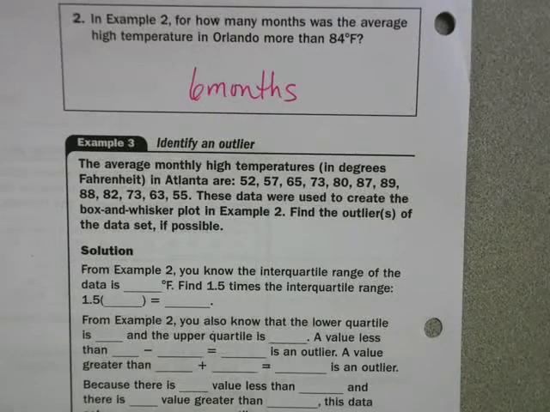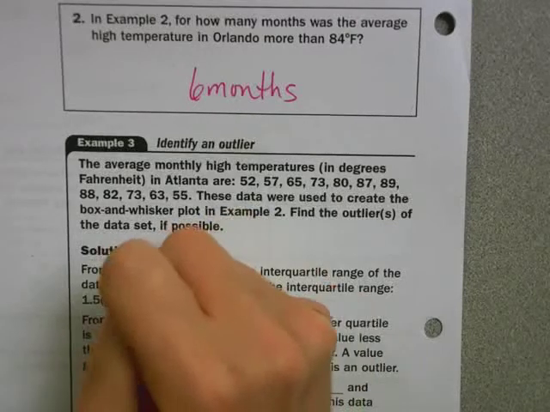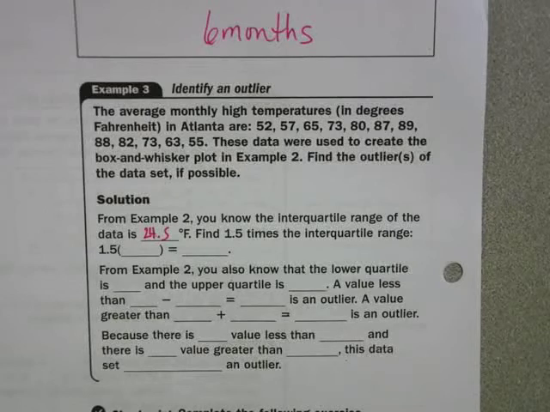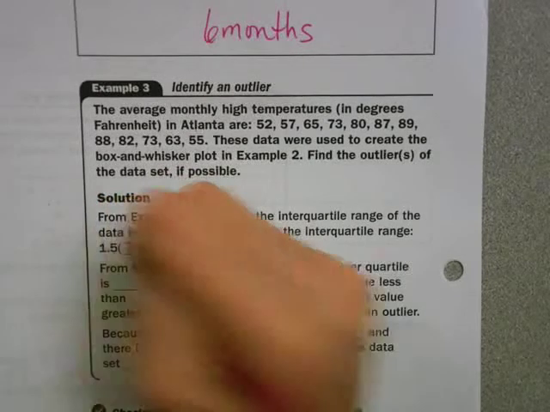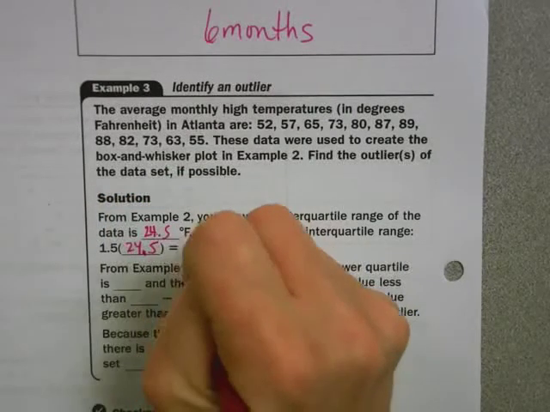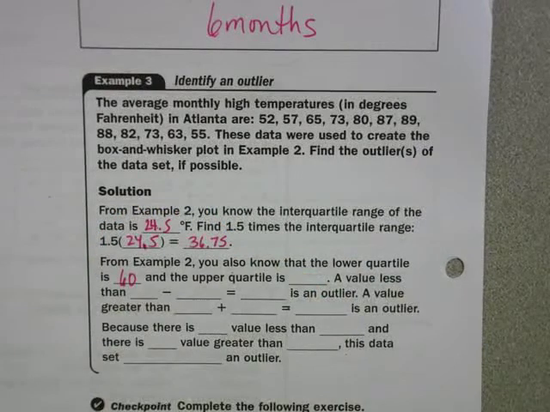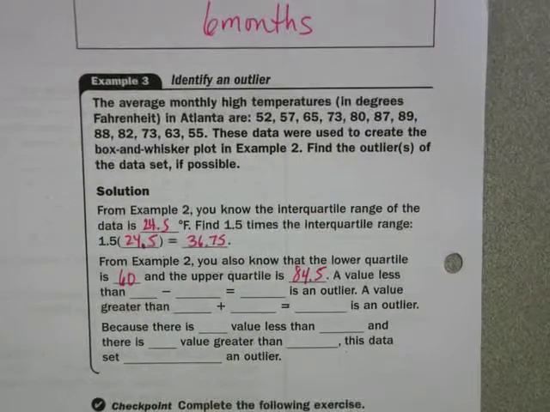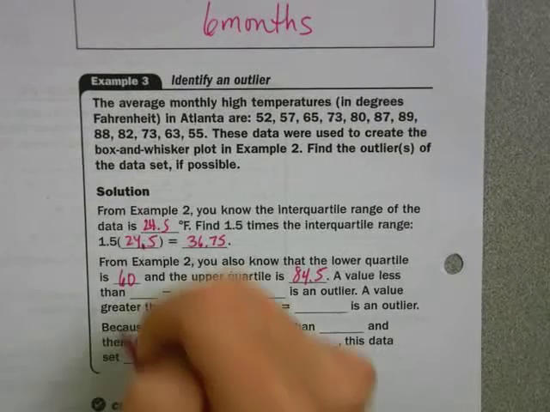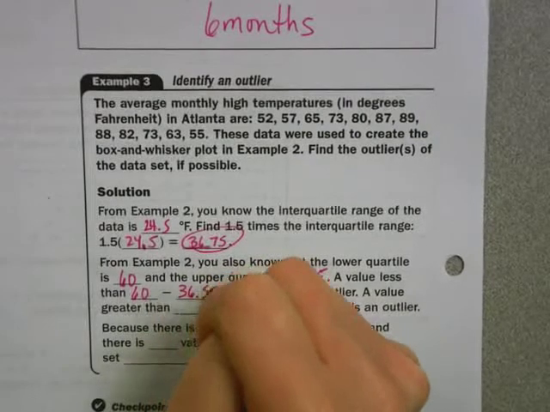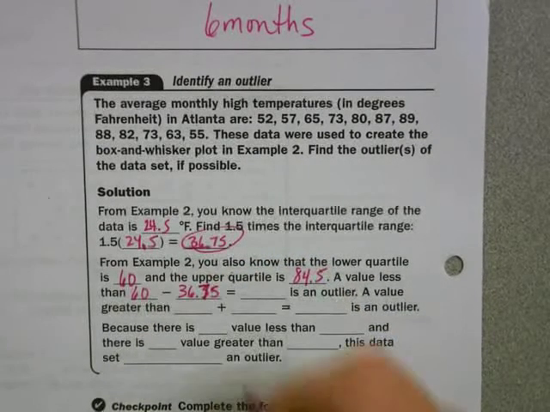So it says from example 2, you know the interquartile range of the data is 24.5 degrees Fahrenheit. We just calculated that on the previous page. What you will do is you'll find 1.5 times that interquartile range. This is kind of the easy general calculation rule of thumb. It's 36.75. From example 2, you also know that the lower quartile is 60 and the upper quartile is 84.5. A value less than, so we're going to take 60 and we're going to subtract this number, 36.75, is 23.25.